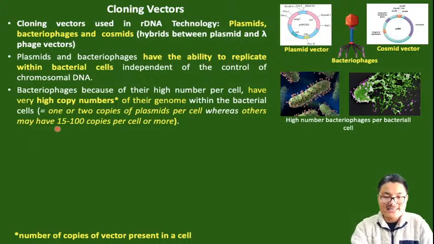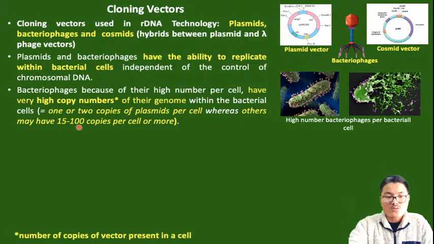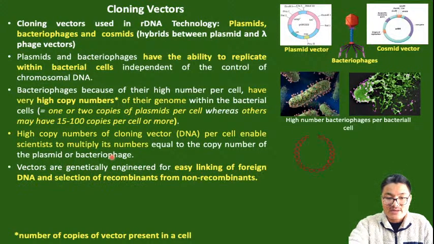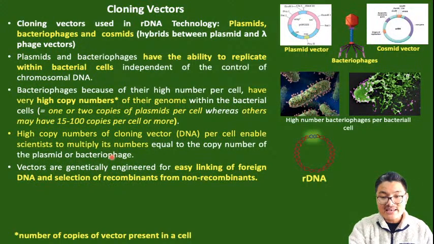So a bacterial cell may have one or two copies of plasmid per cell, or some have more than that, 15 to 100 copies. That's why we are using plasmids and bacteriophages, as they have a high copy number. A high copy number of cloning vectors enables scientists to multiply the gene of interest or rDNA thousands of times. And in a way we can easily link the gene of interest with the cloning vector, like a plasmid, so that we can have our DNA, right?